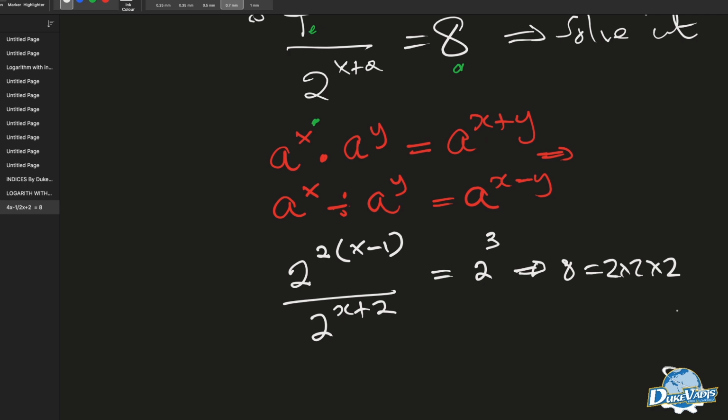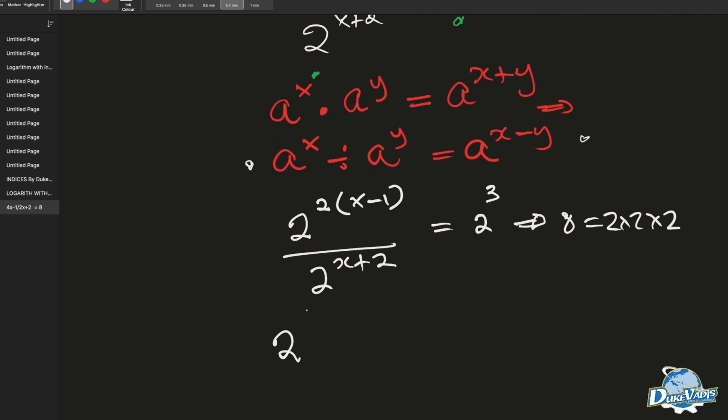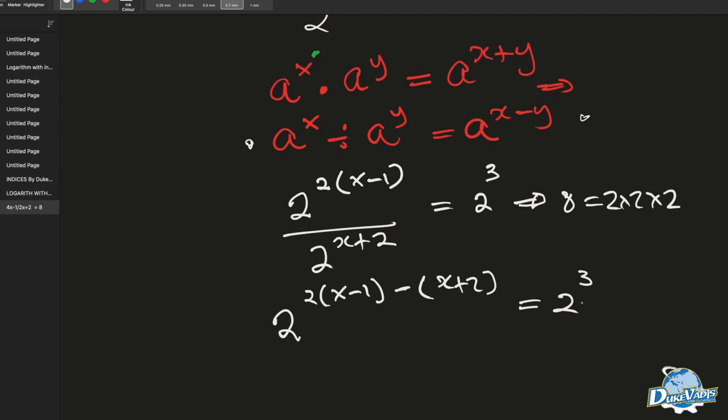Now if we apply the division, since 2 on top and 2 at the bottom are the same, the common 2 is given as 2 to the power of bracket x minus 1, minus x plus 2, is equal to 2 raised to the power 3.